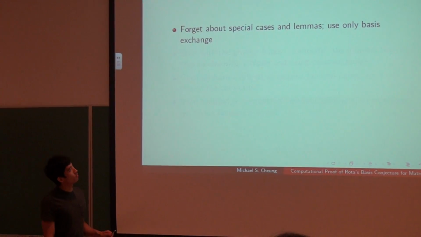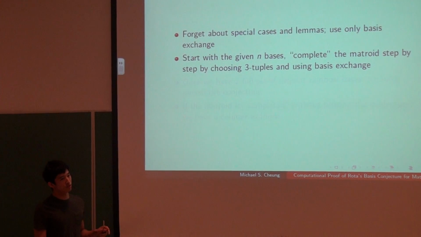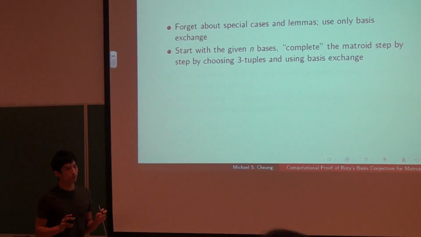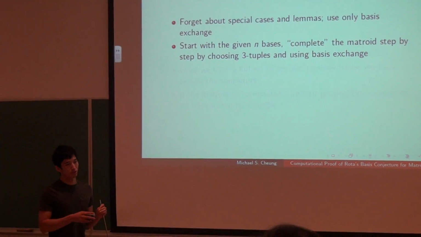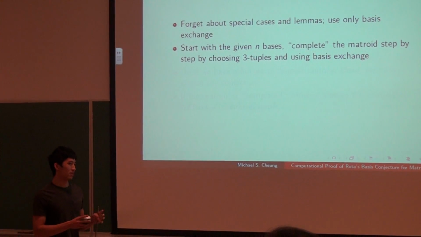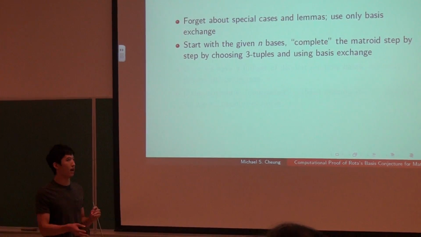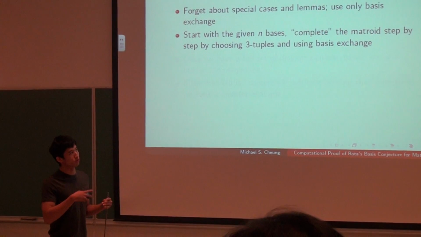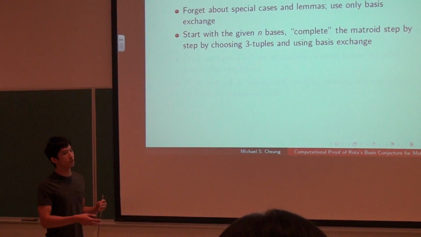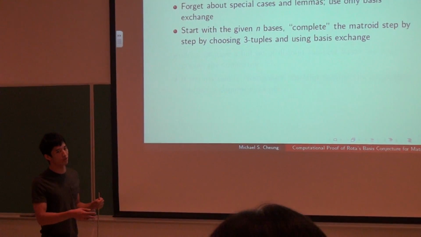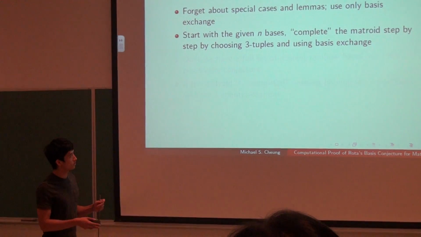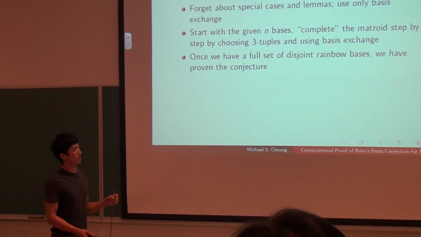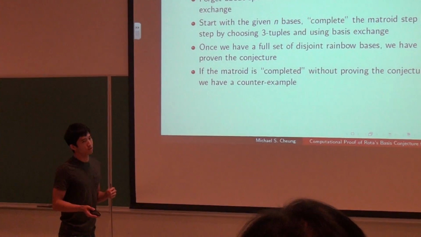So if we start with the given n bases that the conjecture provides you, you have to complete the matroid step by step, because those n bases don't make up the entire matroid. There are other bases that are implied by the basis exchange property of matroids. So you go step by step and choose 3-tuples and branch off into cases, and you keep finding new bases until either you have a full set of disjoint rainbow bases, so you've proven the conjecture for that case, or you complete the matroid.